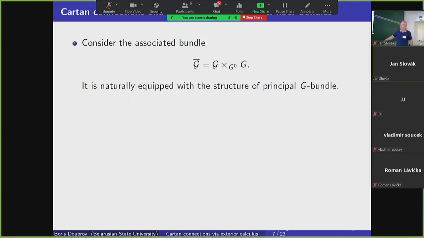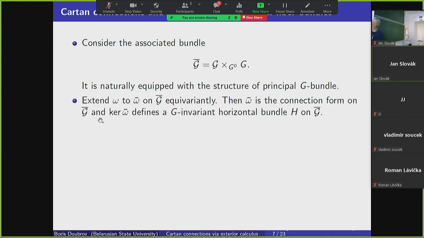Then, I believe I have to click here. Yeah. So now you extend the Cartan form to G bar, and then omega bar becomes a connection form, a classical connection form on the principal bundle. So there is a relationship. There is a way to construct a usual connection from a Cartan connection, though the Cartan connection carries a lot more information in itself. So in particular, we have a horizontal bundle. Now, the kernel of omega bar, as we do it in the classical connections case, will be a horizontal bundle.